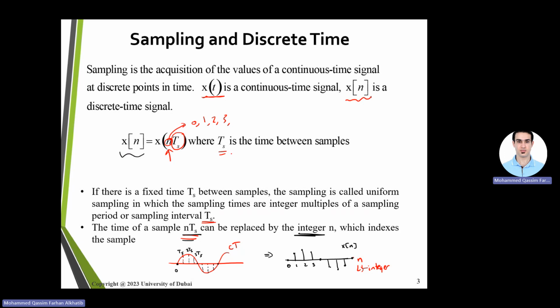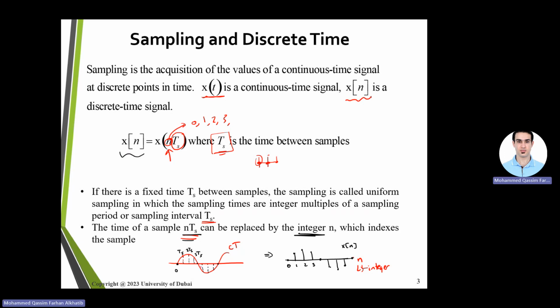And usually when we do sampling, we do it in the form of what you call uniform sampling. Uniform sampling means that the space between each consecutive sample is the same. So let's assume this is one sample and this is another sample. The space between this point and this point is the same as the space from this point to this point. That's what we call the sampling period, or the time between samples. If there is a fixed time between samples, it is called uniform sampling, in which the sampling times are integer multiples of the sampling period.